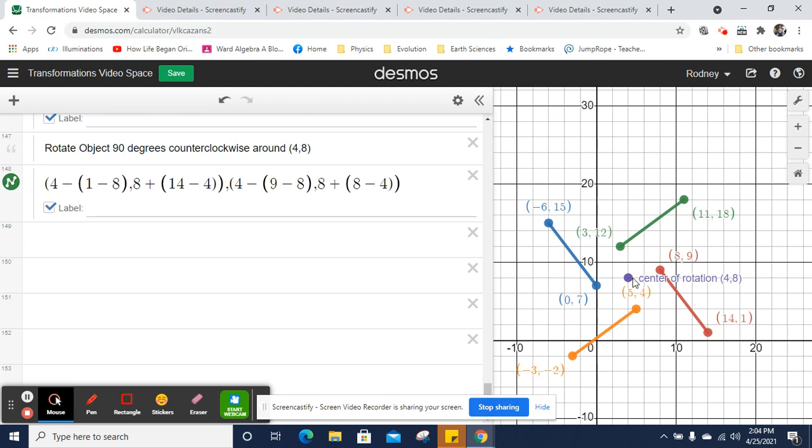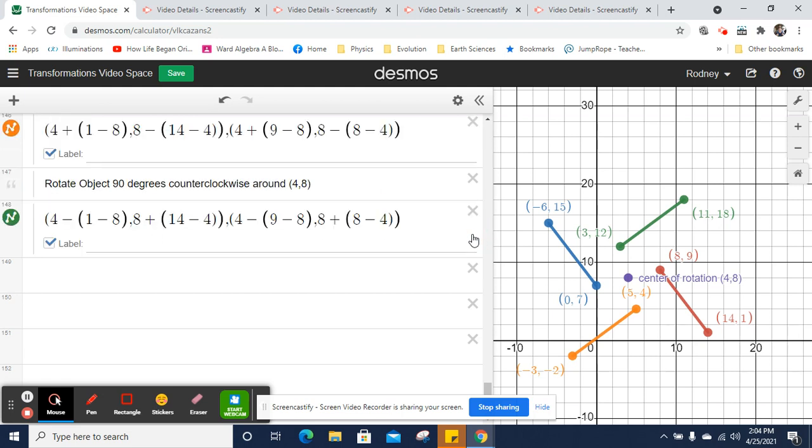And this one is originally from 4, 8 to 14, 1 is 7 down and 10 to the right. So this should be 7 to the right and 10 up. So, and it is 8 to 18 is 10 up. And 11 is 7 to the right. All right, I hope that was helpful. And there you go.